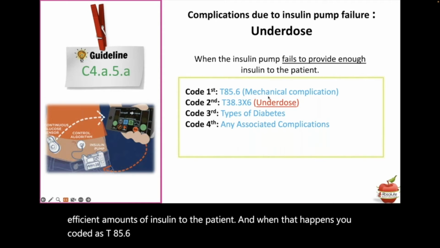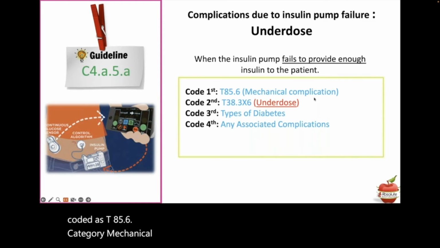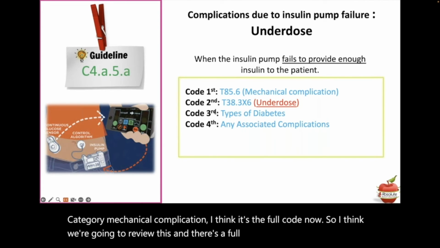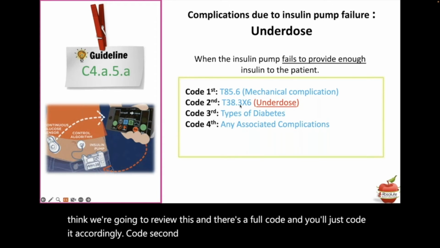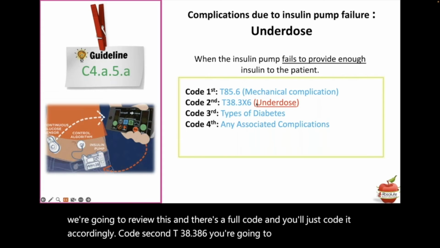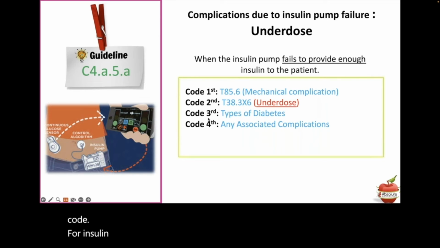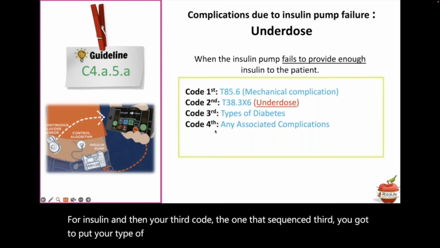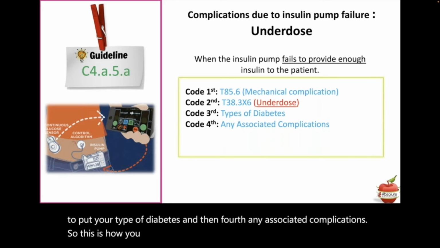T85.6, category mechanical complication. I think it's the full code now. So I think we're going to review this and there's a full code and you'll just code it accordingly. Code second, T38.3X6, you're going to use the underdose code for insulin. And then your third code, the one that's sequenced third, you put your type of diabetes. And then fourth, any associated complications. So this is how you code when the insulin pump fails and does not provide enough insulin to the patient.